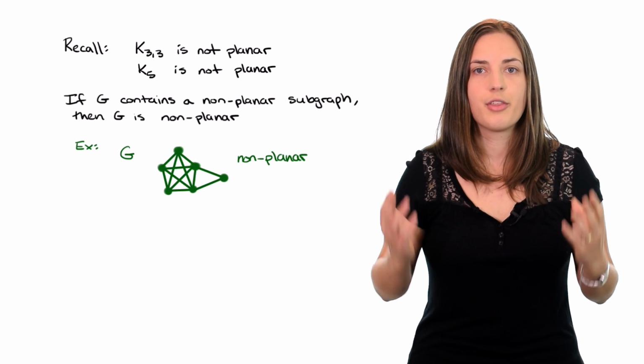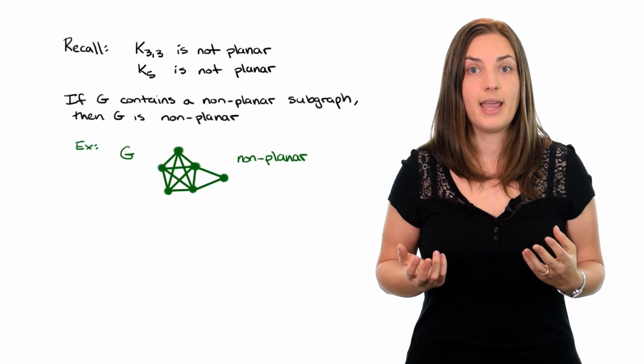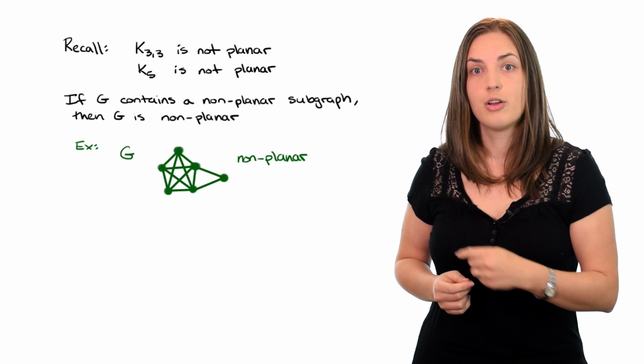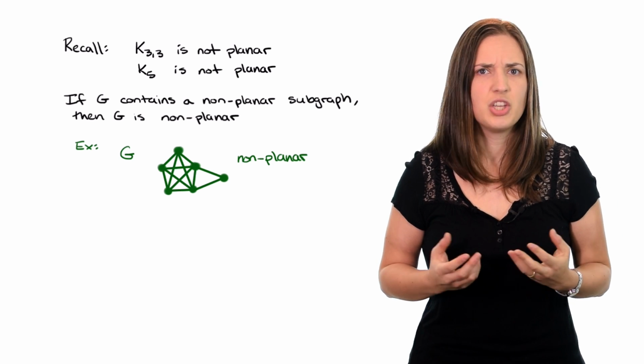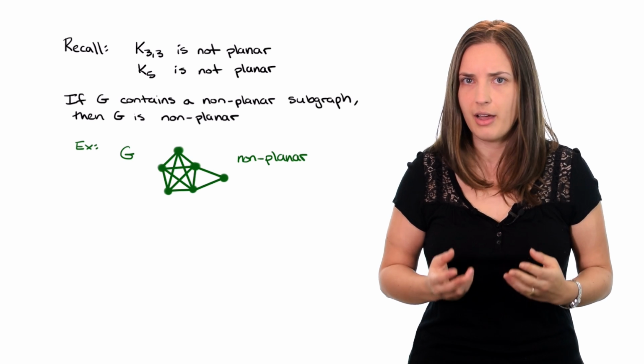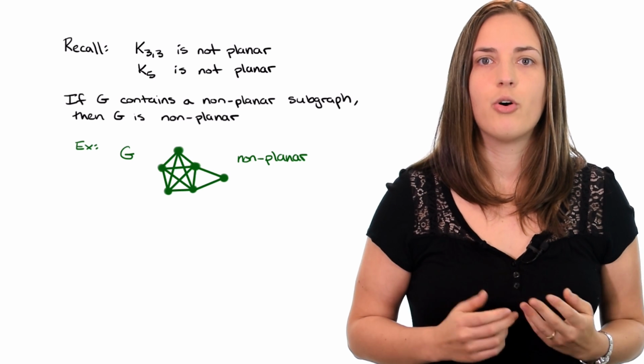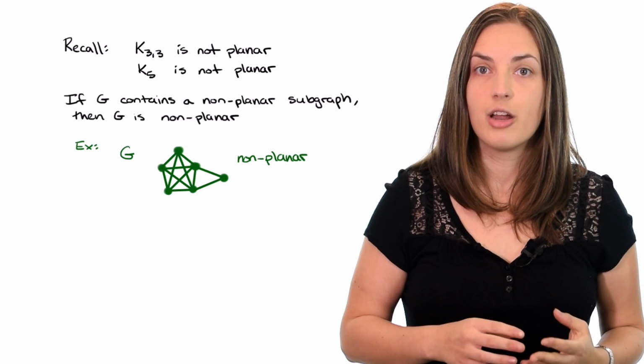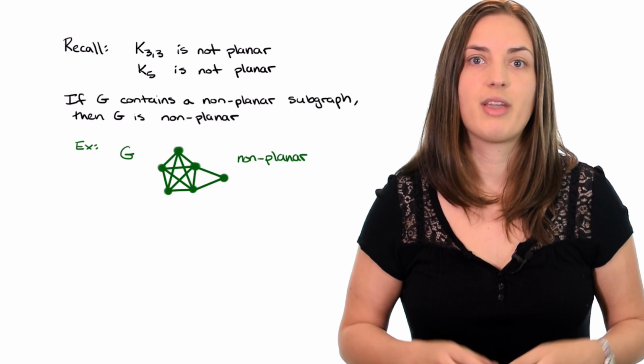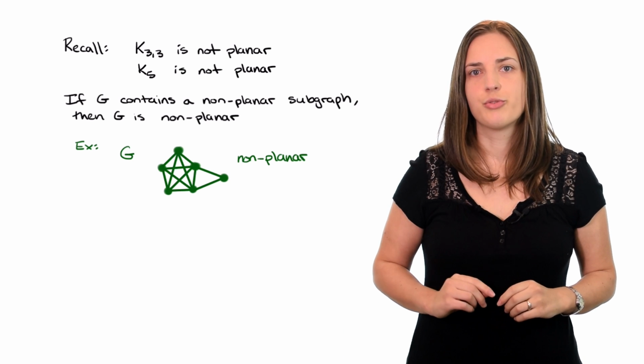Because if you could draw the graph G in a planar way and then just remove those extra edges and that extra vertex, then you would have a plane drawing of K5. But we know that that's not possible. So that's why we know that this statement holds in general, that if you have a non-planar graph as your subgraph, then you cannot be planar. But more is true than this.